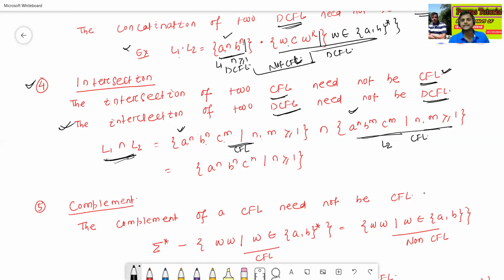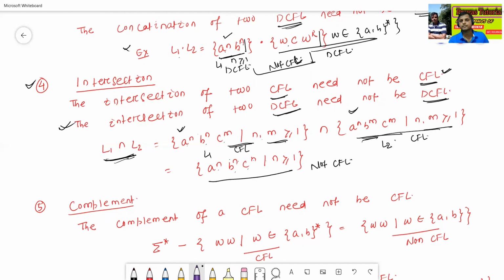And we'll take the intersection of both, this one L1 and this one L2. We can get a to the power n, b to the power n, c to the power n, such that n is greater or equal to 1. This language is not CFL.